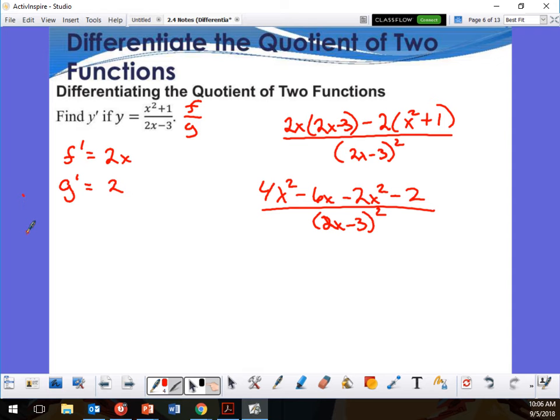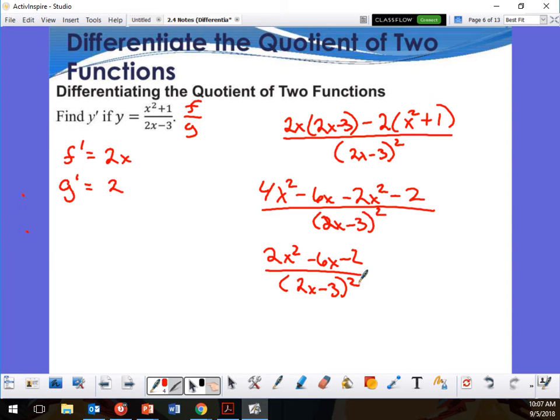So combine like terms, I'm going to get 2x squared, right? So 2x squared minus 6x minus 2. Okay, can I factor that more? Nope, it won't factor. All I can do is take out a 2. So I can't really do anything with the top. But you want to check to see if you can. If I could factor anything in the top, then I might be able to cancel something in the bottom, 2x minus 3 squared. Okay?